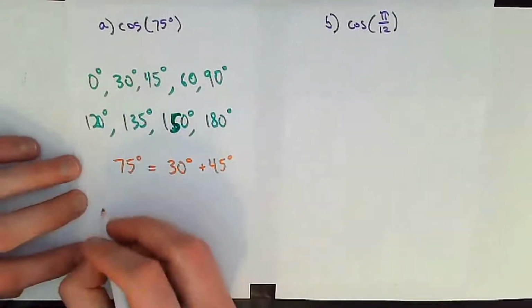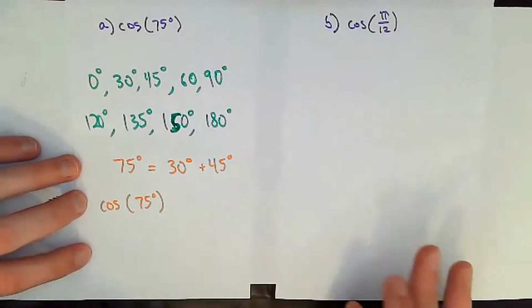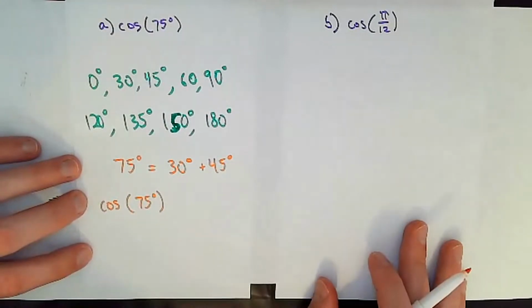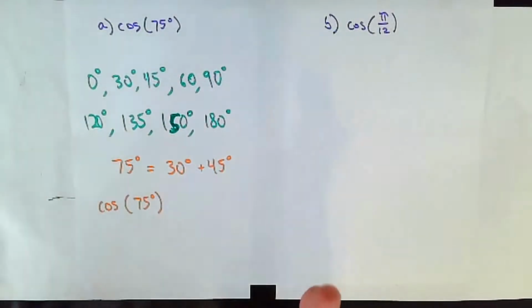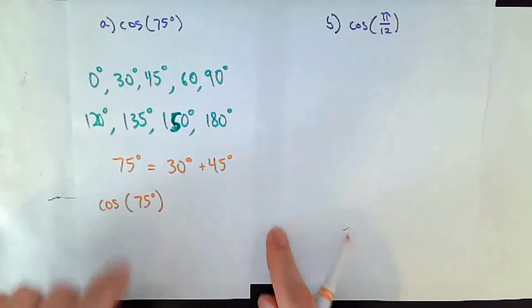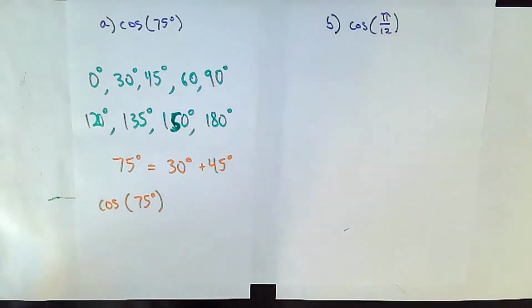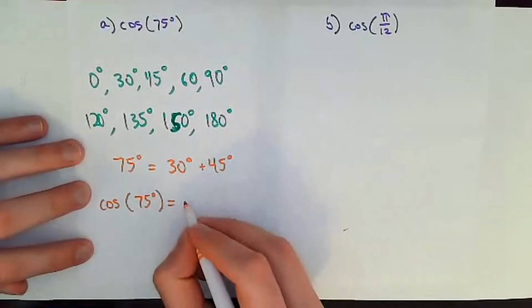So why do I need to do that? Well, because now I can say cosine of 75 degrees, which is normally something that I could not write an exact expression down for. Prior to the techniques that we're going to learn in this section, how would you have dealt with this? The best you could have done is plugged it into the calculator and then given me an approximate answer, rounding whatever the calculator gives you. But now watch this.